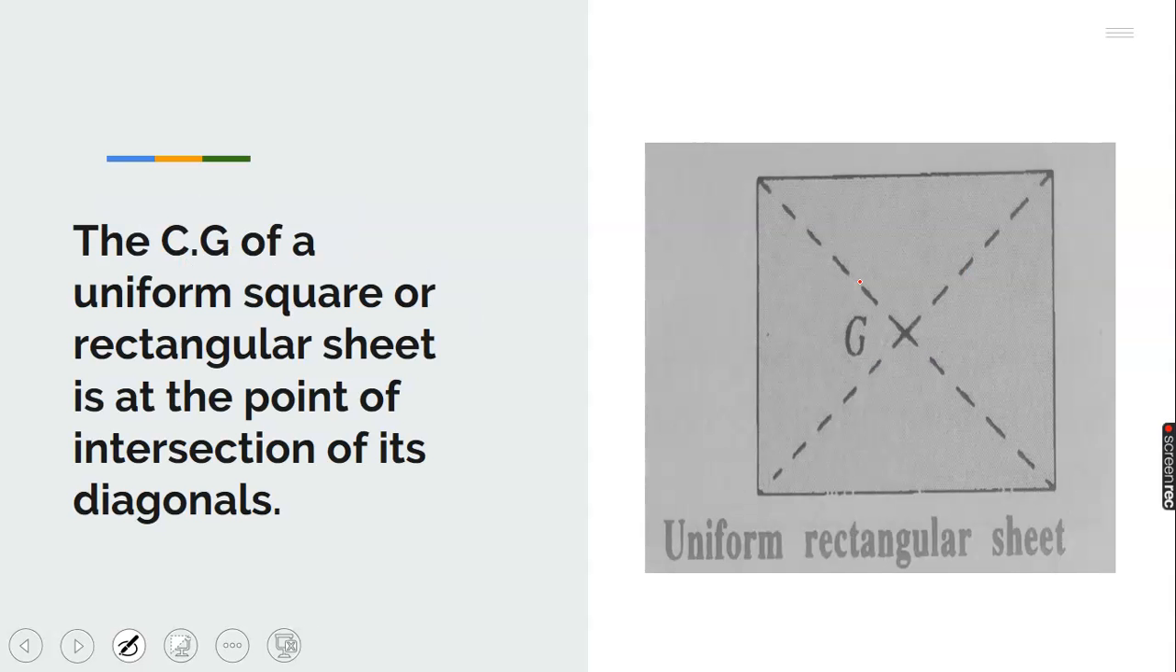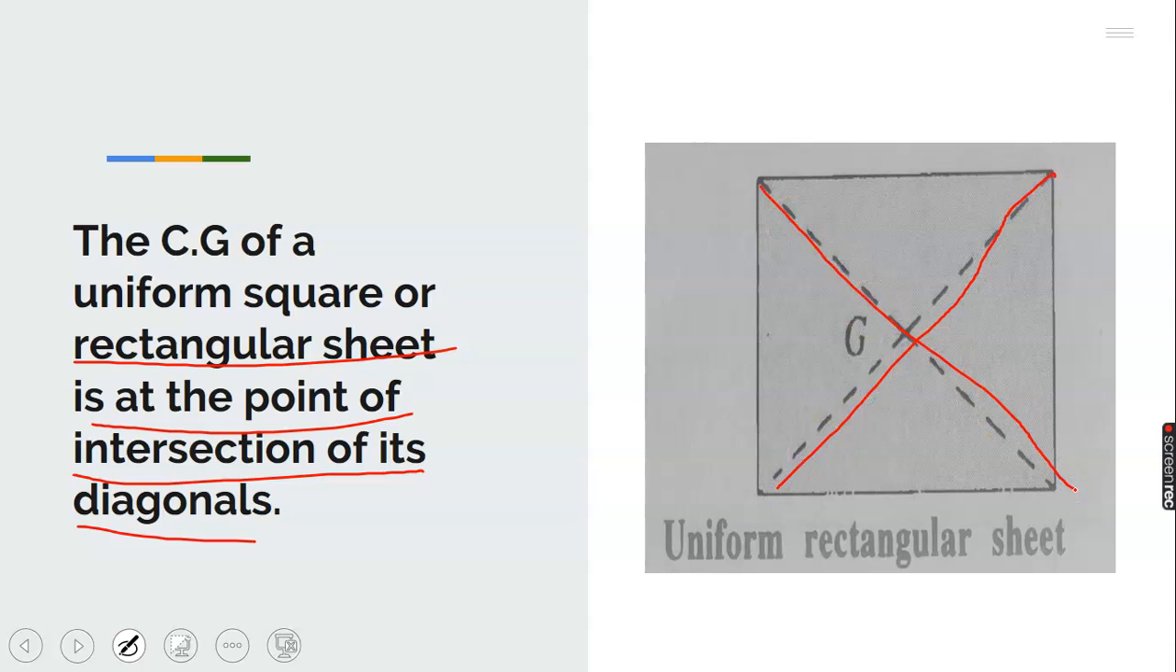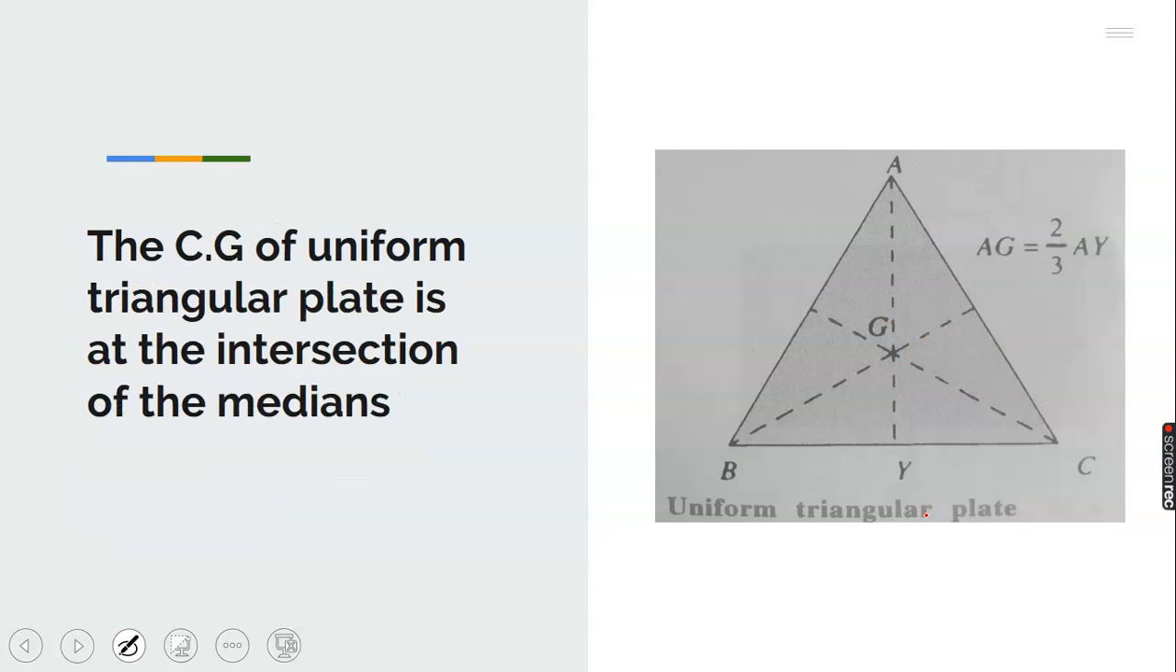Another one is the center of gravity of a uniform square or rectangular sheet, which is at the midpoint of intersection of its diagonals. To get the center of gravity of any square or rectangular sheet, you draw the diagonals. Where they intersect is where you have G. That is where the weight of the body is acting through.